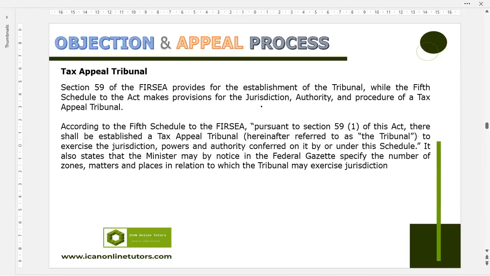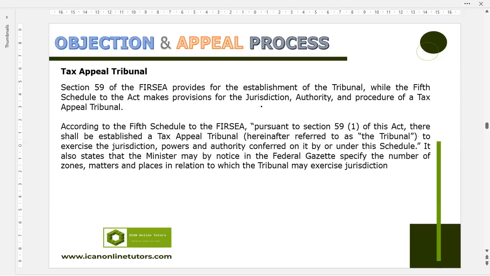The tax appeal tribunal, under the administration of taxes in Nigeria. One of its functions is to settle disputes between the taxpayer and the tax administrator, which is the FIRS. So that's what they do basically.